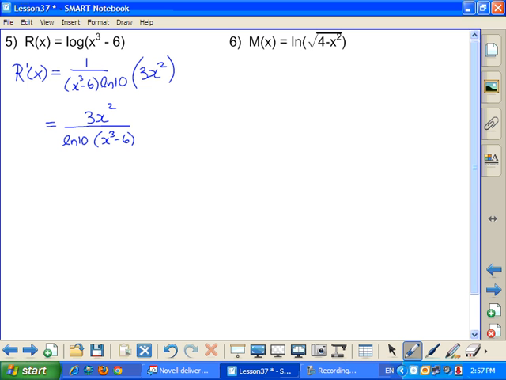Number 6, the derivative here. First thing I'm going to do, I'm going to rewrite this to get rid of the radical sign. So the ln of 4 minus x squared to the 1/2. So when you go to take the derivative of that, m prime of x would equal 1 over the argument. So that would be 4 minus x squared to the 1/2. And then we take the derivative of that argument inside the brackets.